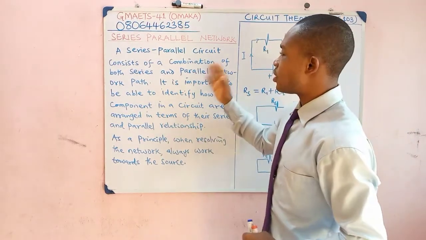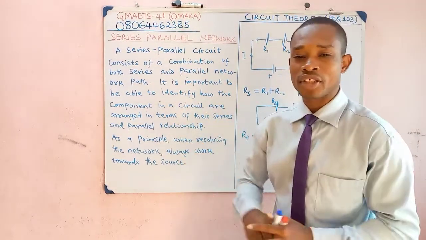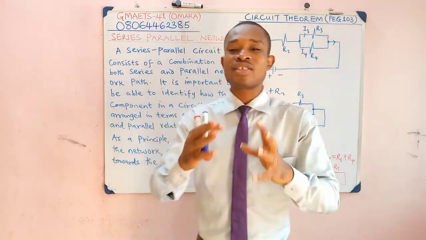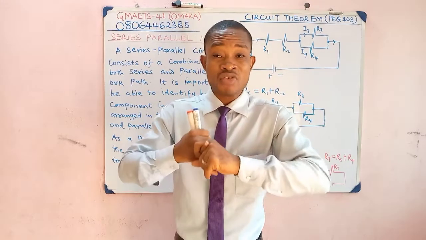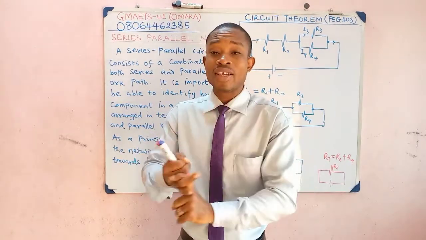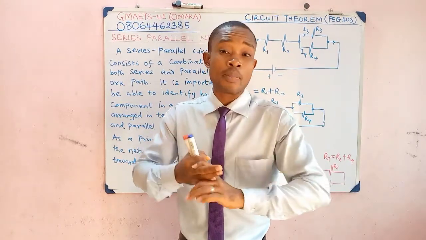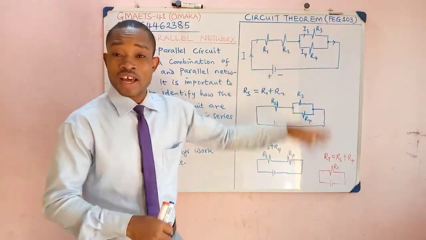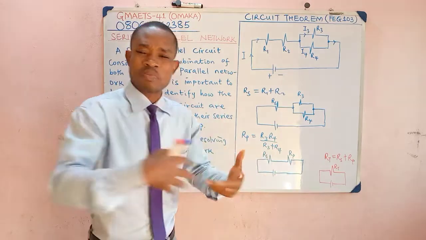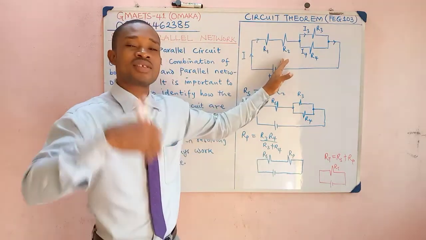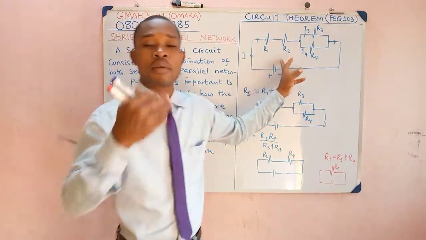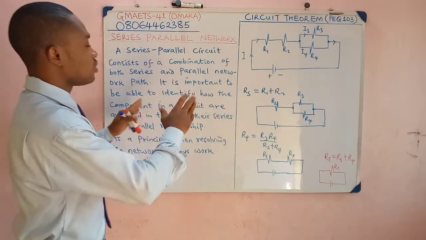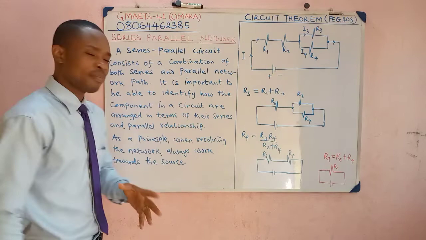A series parallel circuit is one that consists of a combination of both series and parallel network parts. So you have the circuit element, either a resistive circuit element, an inductive circuit or a capacitive circuit, where you could see the circuit elements arranged both series and parallel. You cannot tell if the circuit is a series network or a parallel network. Such a circuit is what we call the series parallel circuit.